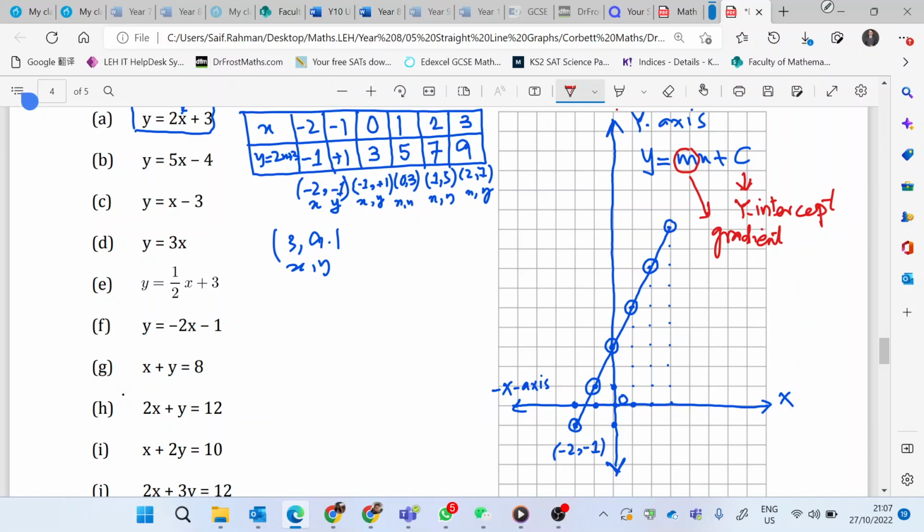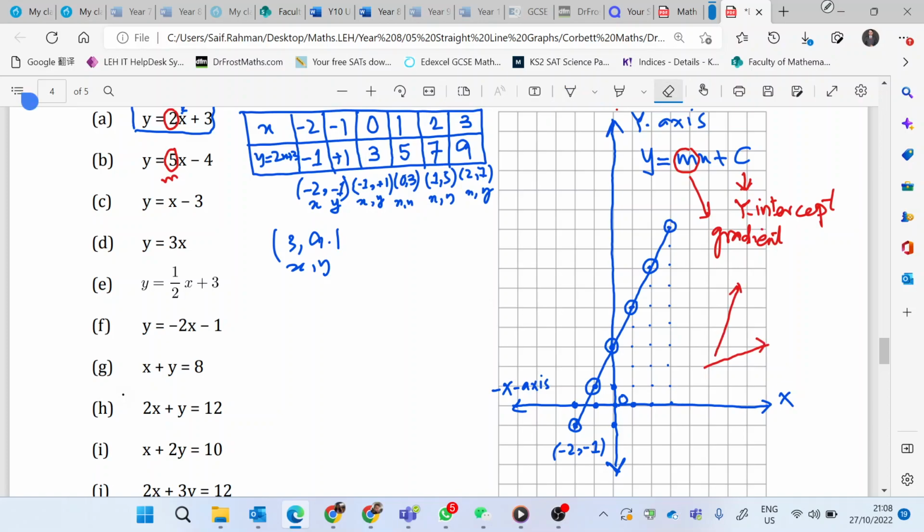Is it more steep or less steep? If a line has more slope, or the value of m is more, the line would be steeper. For example, here you can see it's 5x, so the m here is 5. That means this line would be steeper as compared to this line, which has m of 2. If the gradient is more, the line will be steeper, and if the gradient is less, the line will be less steep, like this, as compared to a line like this.